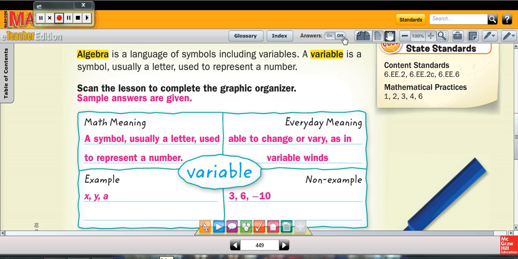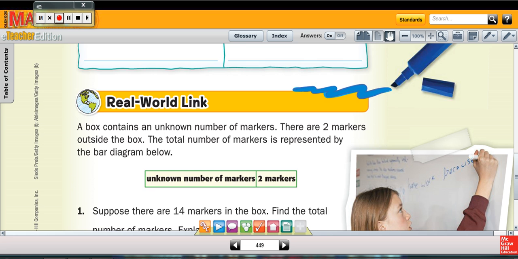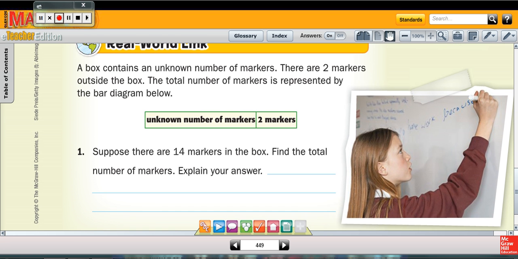Okay, let's go ahead and take a look now at our real-world link. A box contains an unknown number of markers. Unknown. Okay, that's making me think about a variable there. There are 2 markers outside the box. The total number of markers is represented by the bar diagram below. So here's our unknown. We don't know how many that is. Okay? We could call that one of our variables. Let's call it M for markers.